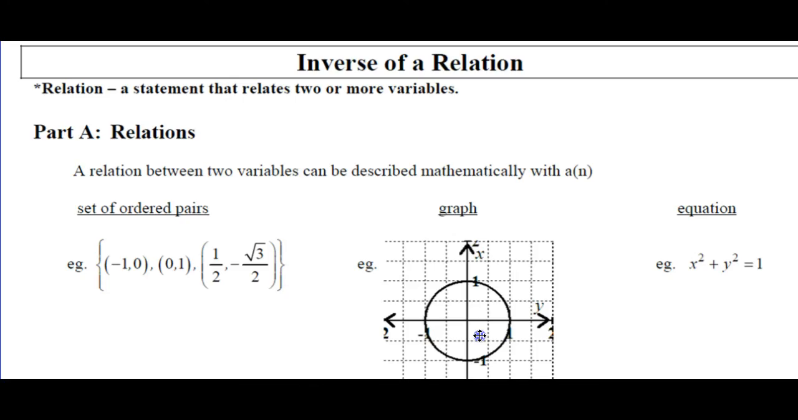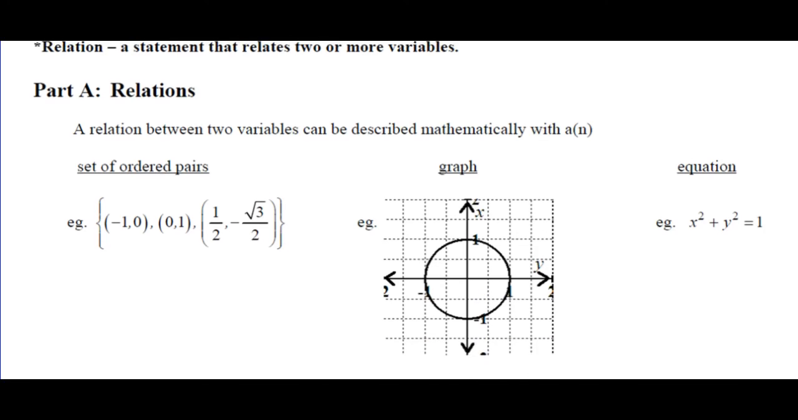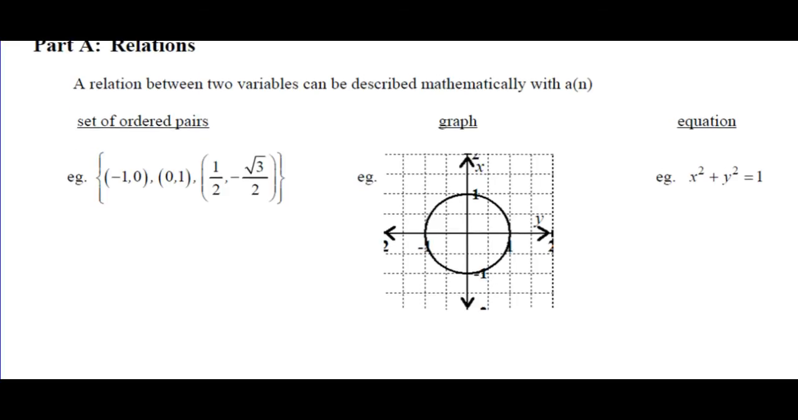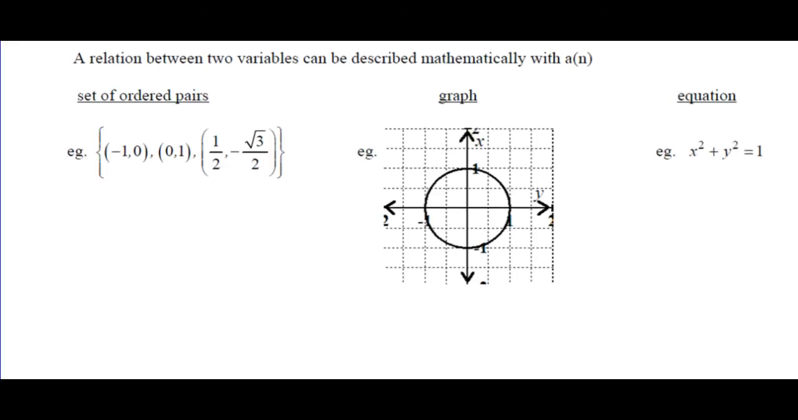All right, we're going to start in inverses. So if you didn't get it written down, you know where it's written down. You can go look for it. Inverse of a relation. Relation, a statement that relates two or more variables. A relation between two variables can be described mathematically with a set of ordered pairs, a graph or an equation. So a set of ordered pairs is a relation. You can graph those ordered pairs or draw a graph. So a graph is another way to describe a relation. And an equation, x squared plus y squared equals 1, which is the equation of this. And these are simply points that are actually on there.